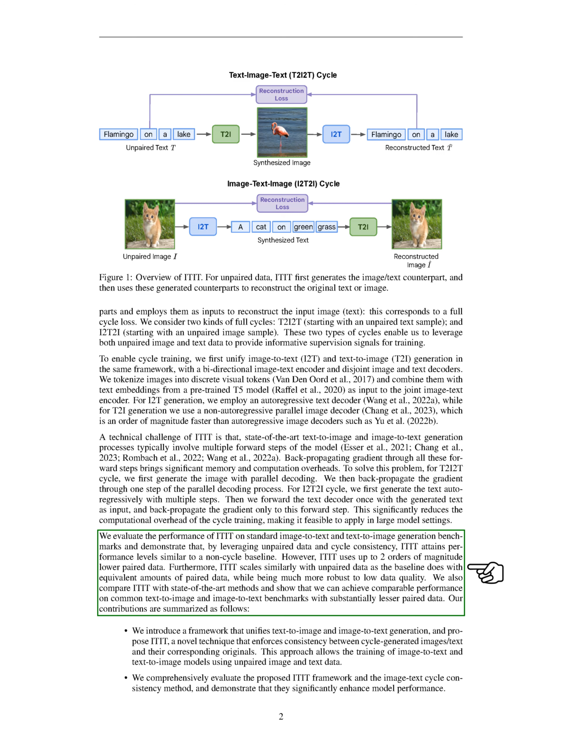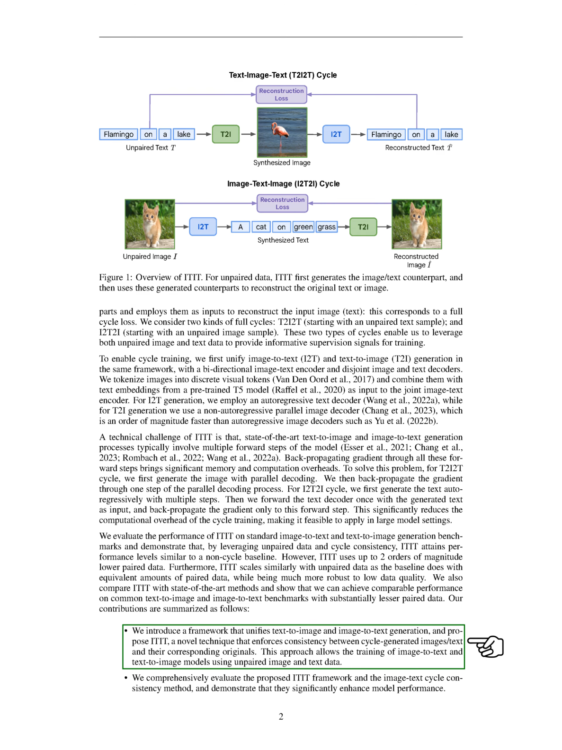We tested ITIT on standard benchmarks for image-to-text and text-to-image generation. We found that by using unpaired data and cycle consistency, ITIT achieves performance levels similar to a non-cycle baseline, but with much less paired data. ITIT also scales similarly with unpaired data as the baseline does with equivalent amounts of paired data, while being much more robust to low data quality.